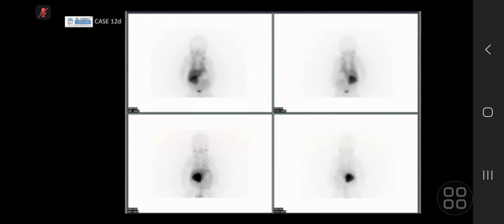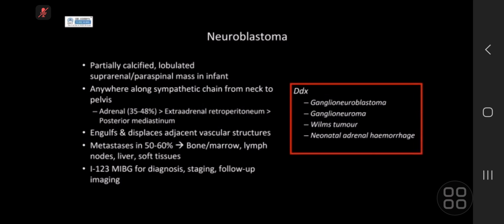There is an MIBG-avid lesion in the right paravertebral region, in favor of a neuroblastoma. However, there are no other distant metastases in this scan. Good, so this is a neuroblastoma. I don't think there were any metastases on the MIBG. Toby, I think this is the case from you, so correct me if I'm wrong. I don't do nuclear medicine.